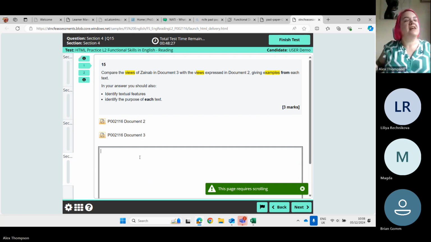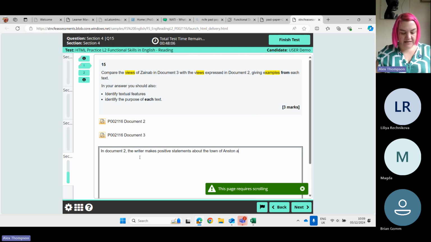Right. Exemplar answer time. I'm going to start with document 2. That's the first one we read, and it was the one that was being incredibly positive. So in document 2, the writer makes positive statements about the town of Anston and the role of ambassadors.